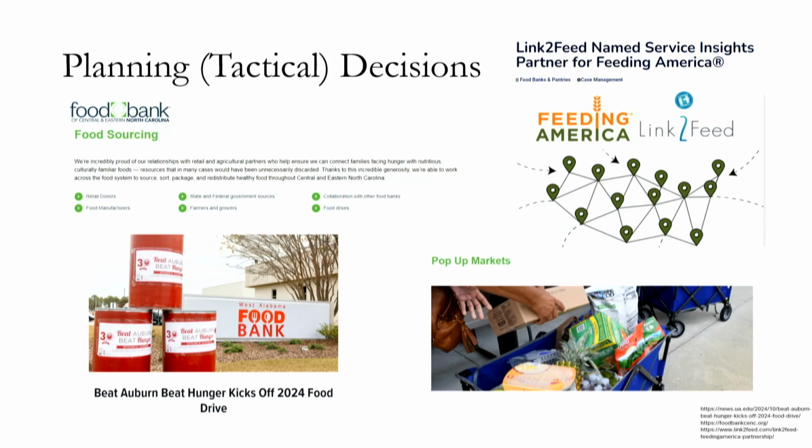It is common for food banks to receive the majority of their donations from sources like supermarkets, Feeding America, or the government. But West Alabama Food Bank is unique in the sense that the largest donations that they receive come from a food drive. West Alabama Food Bank is located in Tuscaloosa, Alabama, which is where the University of Alabama is located. So it's a college town. And every year, there is a competition between the University of Alabama and Auburn University in terms of which university can collect more food donations. And at UA, this is called Beat Auburn, Beat Hunger.